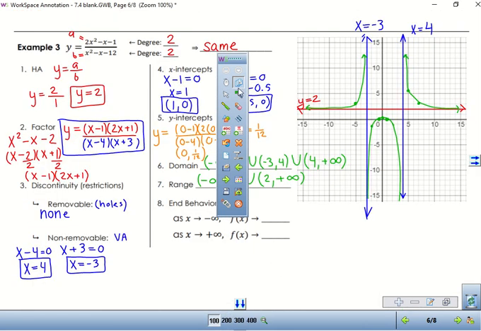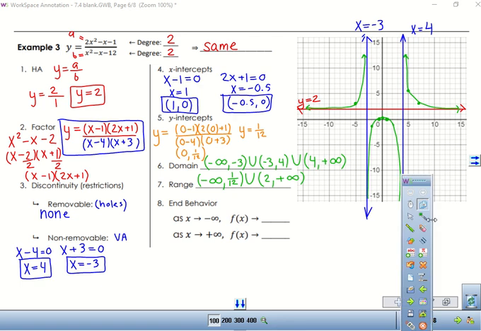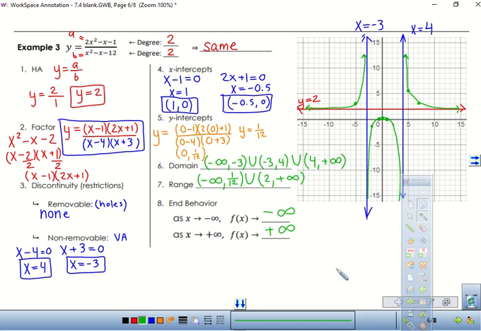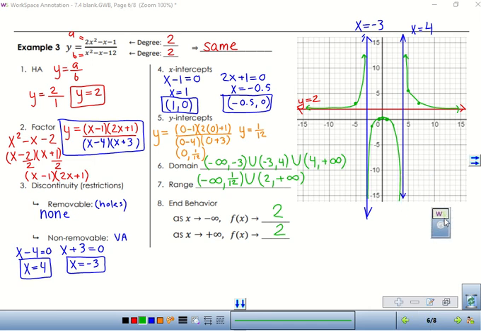So on this one, the end behavior on both sides is going from -infinity and positive infinity. Wait a second. No, it's not. 2 and 2. Sorry. I don't know why I said that. It's 2 and 2. All right, is everybody ready for the next problem? Okay.